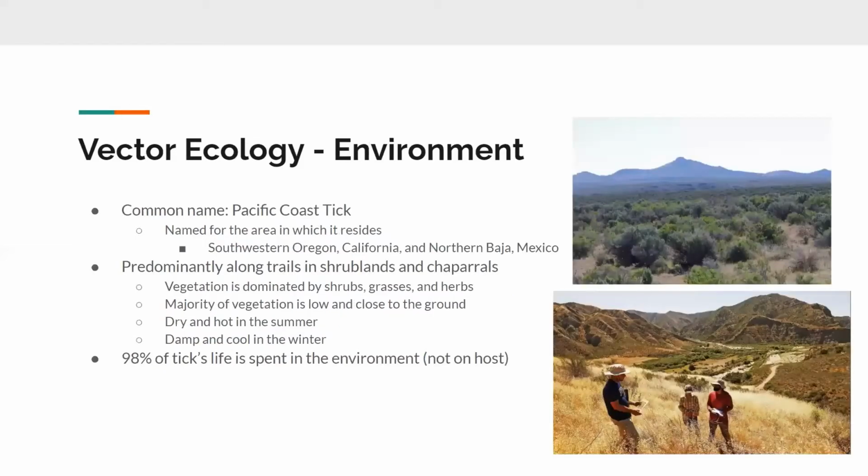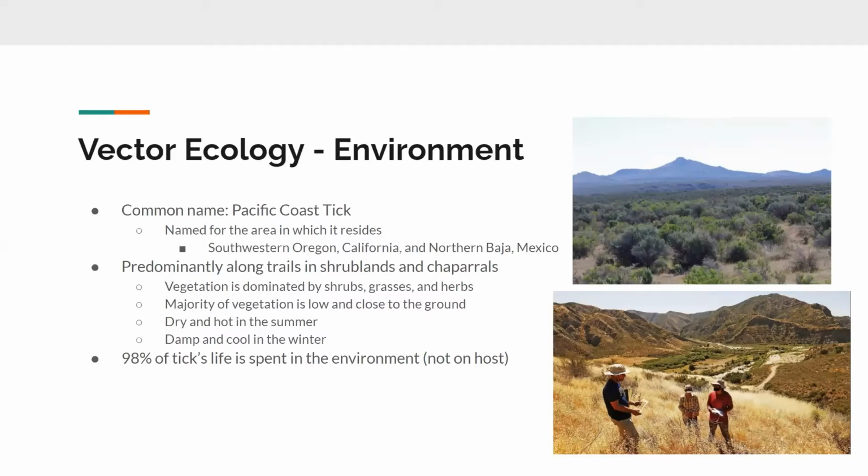Now, this species is found in shrublands and chaparrals. They actually get their common name from the area in which it resides. Their common name is the Pacific coast tick, and they reside in southwestern Oregon, California, and northern Baja, Mexico.